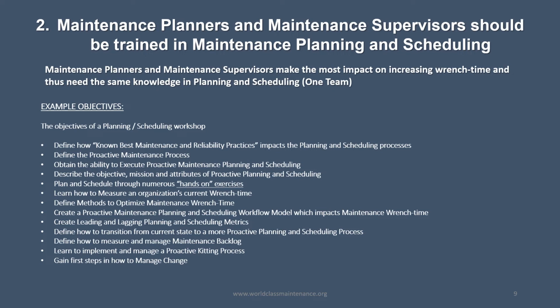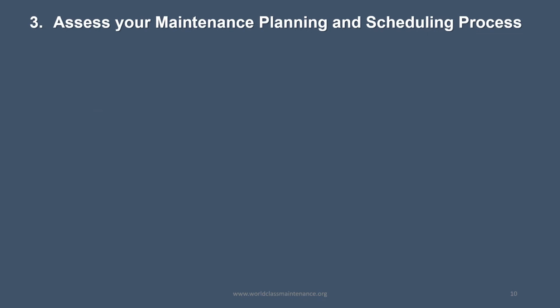Gain the first steps and how to manage change. You got to understand how to manage change. If you haven't used a formal planning and scheduling best practices process, then you need to think about how we're going to manage this change, because change is not easy. Create a master plan with timeline for proactive maintenance planning, scheduling, implementation, and optimization.